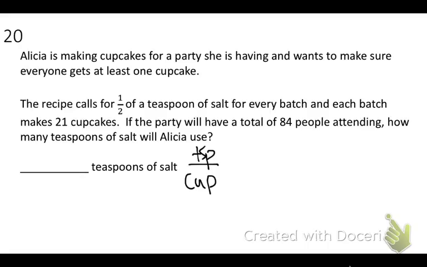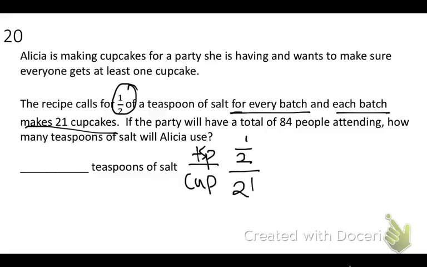Alright, so we know that 1/2 of a teaspoon of salt for every batch, and each batch makes 21 cupcakes. So she needs 1/2 teaspoons for 21 cupcakes. I know it looks really weird because we're doing 1 divided by 2 divided by 21, but that's just how we need to set it up. Equals x, because we don't know how many teaspoons she needs to use, over 84, because that's the amount of people. So now we cross multiply.